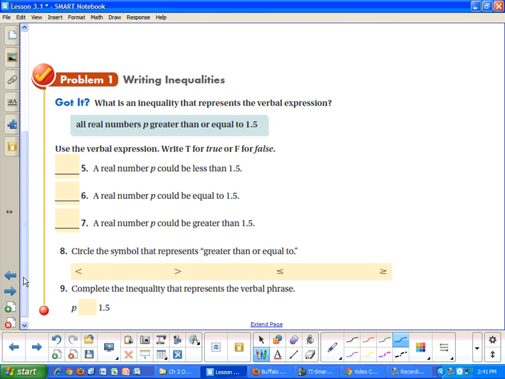What is an inequality that represents a verbal expression, all real numbers p greater than or equal to 1.5? Right, true or false? A real number p could be less than 1.5, that would be false. A real number p could be equal to 1.5, that's true. A real number p could be greater than 1.5, that would be true. So the inequality that represents greater than or equal to is this one, and so that would look like that.